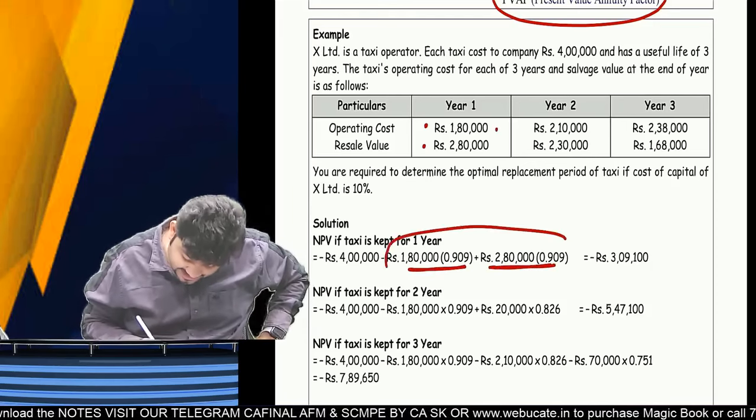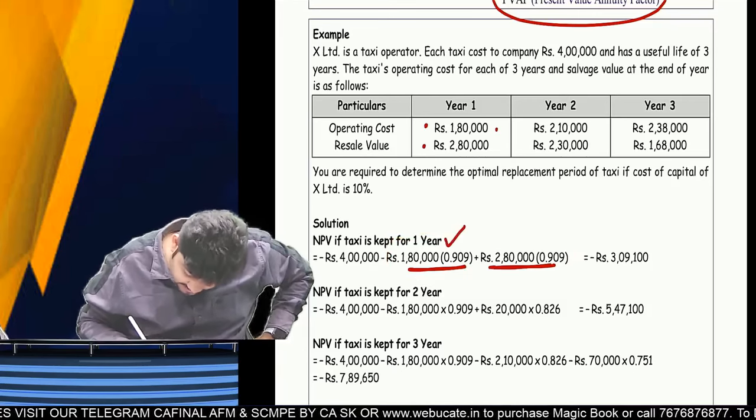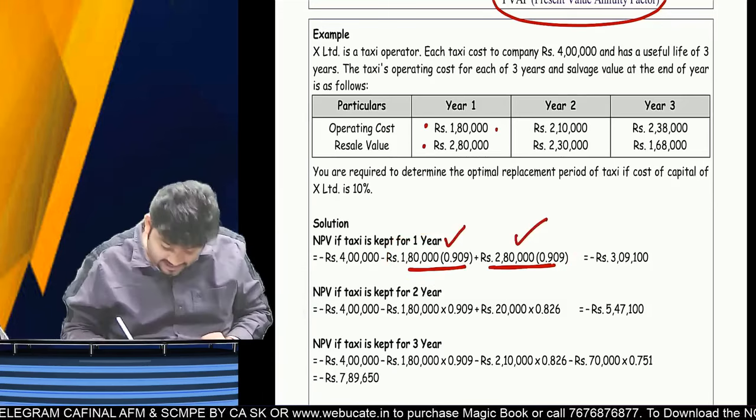So if I replace after 1 year, for 1 year I will have to incur that 1,80,000. But if I sell after 1 year, I will get 2,80,000.